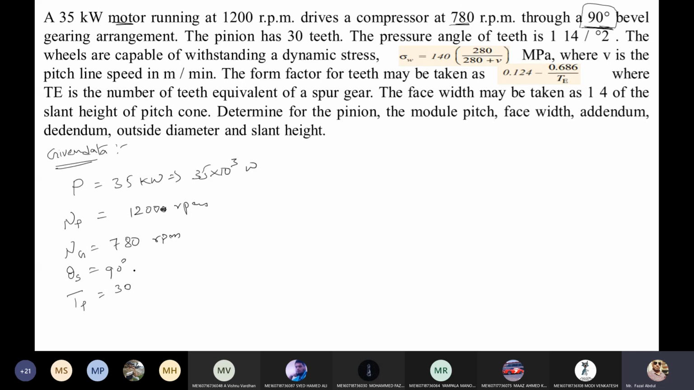TP is 30 teeth. Now the pressure angle is given here, the phi value, 14.5 degrees.